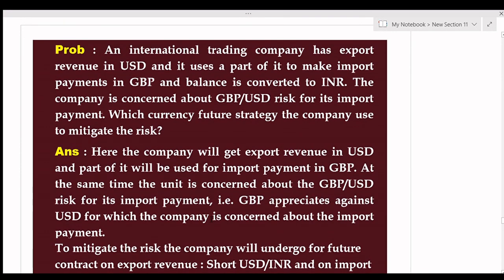An international trading company has export revenue in USD and it uses a part of it to make import payment in GBP and the balance is converted to INR. The company is concerned about GBP USD risks for its import payment. Which currency future strategy can the company use to mitigate the risks?